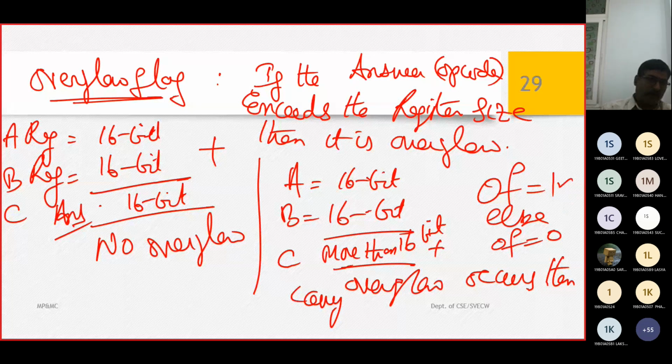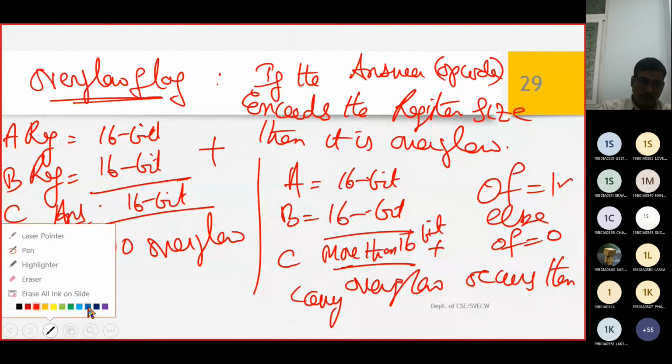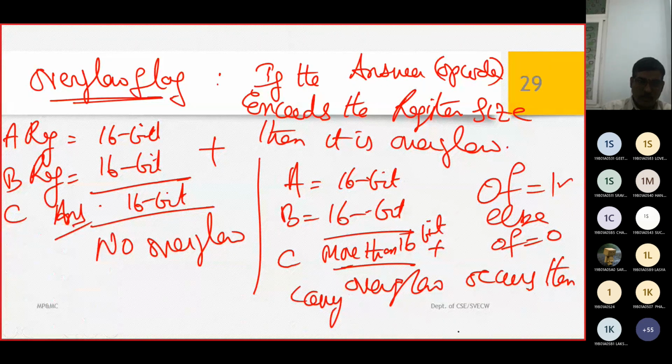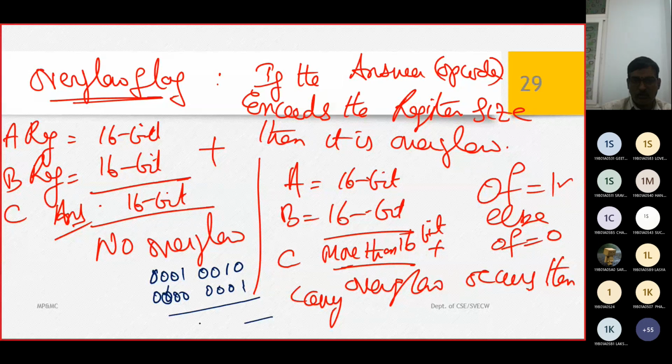Fine. Then an overflow will come. So now let us take a small example. I am adding 0001 and then I am adding 0010. Similarly, I am adding all zeros and I am adding 1. So I do have an addition here. So it will be 0001 and 0011.